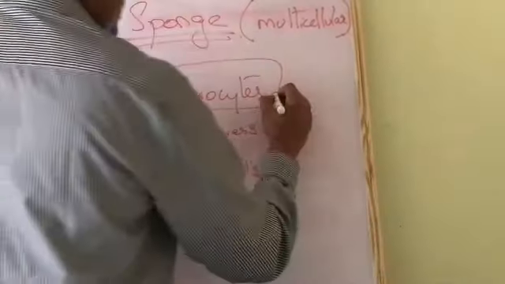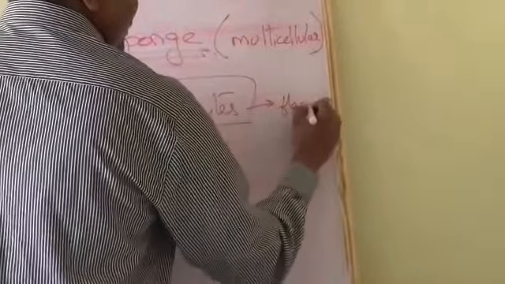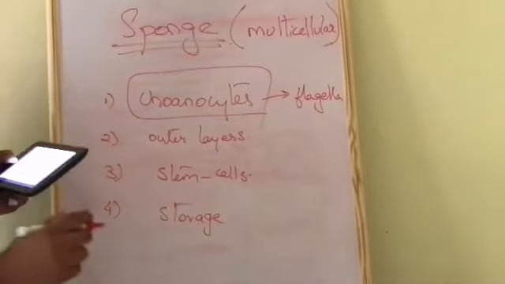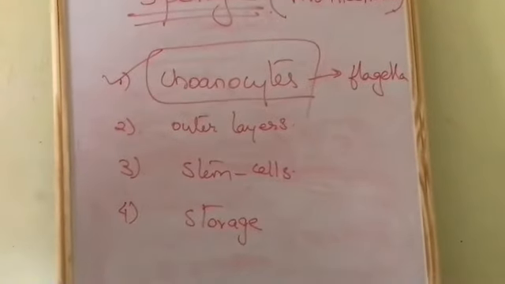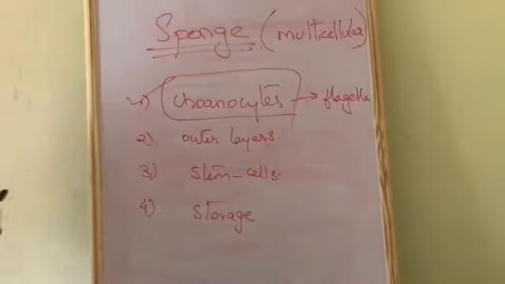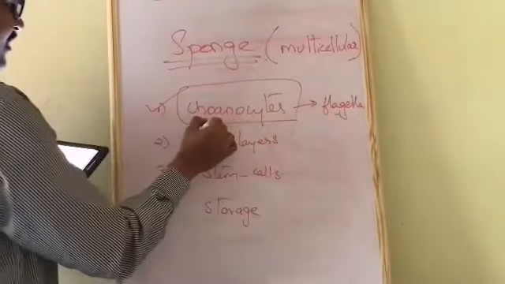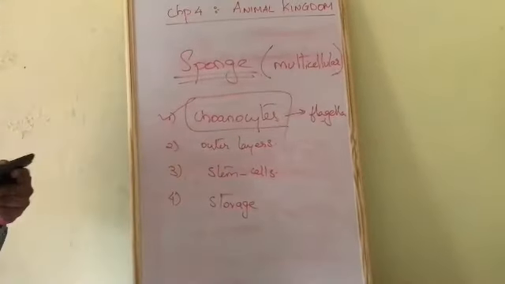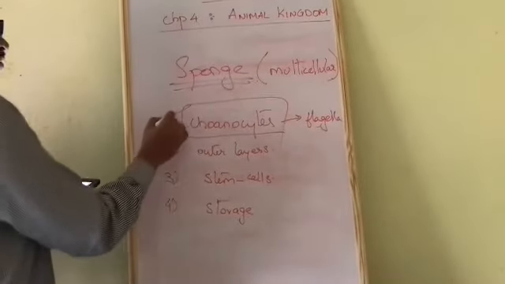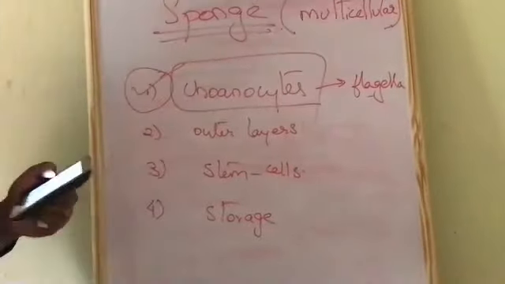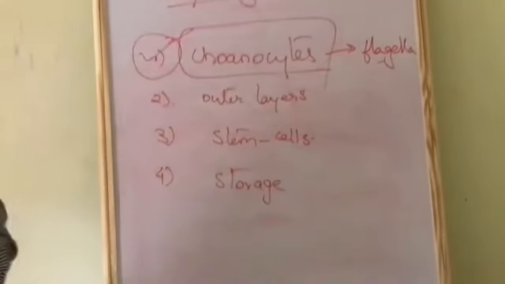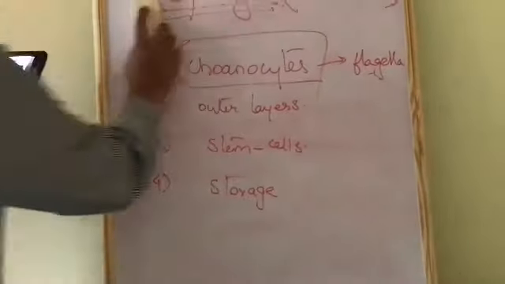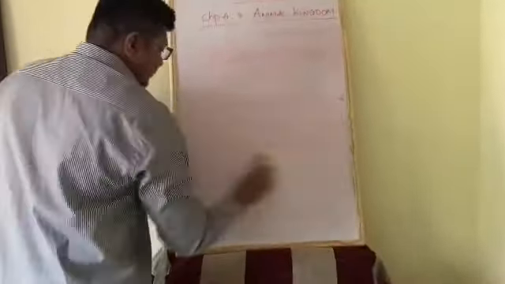So since flagella is present in choanocytes, choanocytes is the correct option, because to make water currents the sponges will need flagella, and since flagella is present in choanocytes, the correct answer for question number 4 is option number 1. So question number 4, correct answer is option number 1, choanocytes. Moving on, let's go to the next question, which is question number 5.